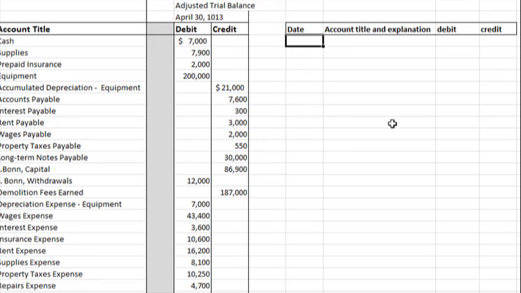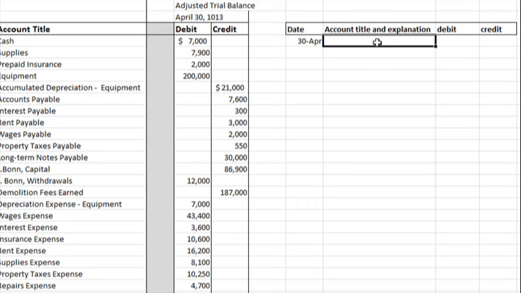So I'm going to call this, I believe it's April 30th, so 4/30, whatever the year was, 2013. And we're going to wipe out our demolition fees earned account. We're going to close that out and make it a zero balance. If it has a credit balance, how are we going to do that? We're going to have to debit it. If you have one debit and one credit, it will then zero itself out, correct? We will have no balance in that account, and that's what we want.